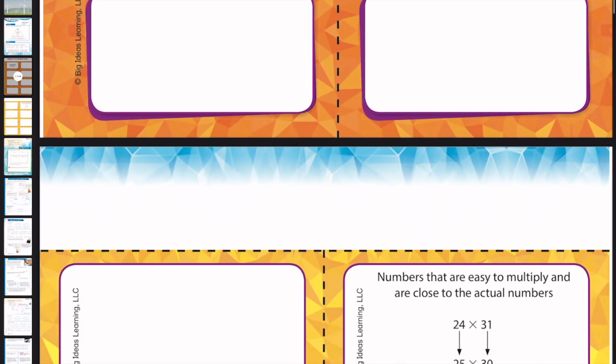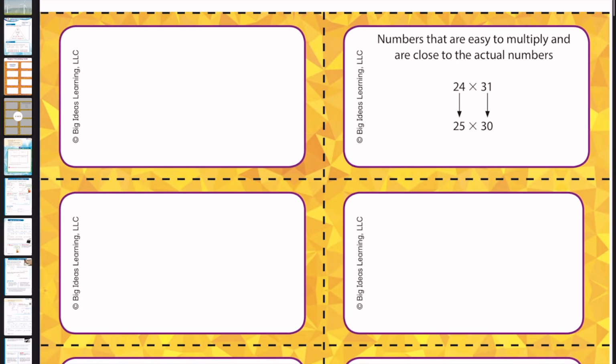And compatible numbers are what? They are also called what? Friendly numbers. So numbers that are easy to multiply and are close to the actual numbers. So it doesn't have to be rounding down or up. Just use fives or tens. Like this, 24 is close to what? 25. And 31 is close to 30. It doesn't have to be a round down number or round up number, but just friendly numbers that you can work with easily.